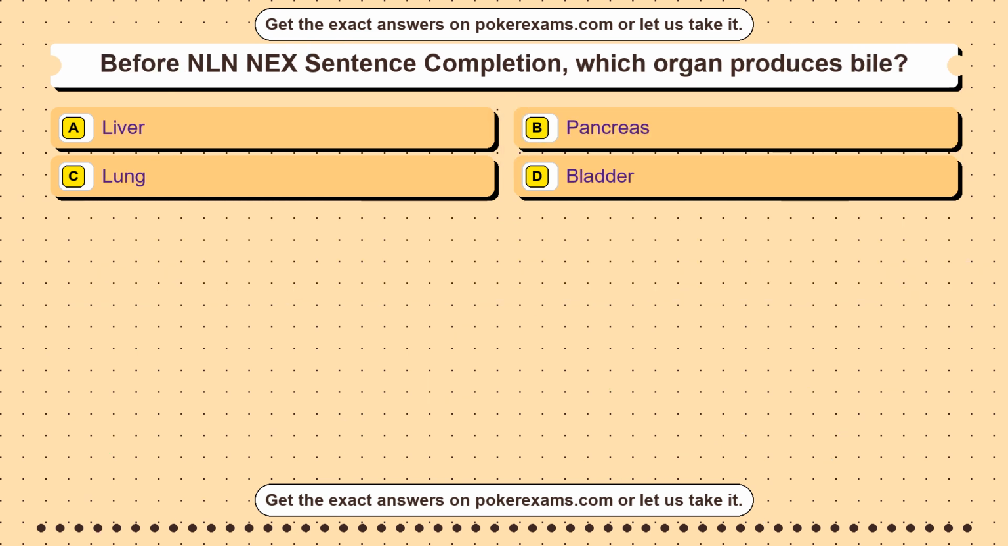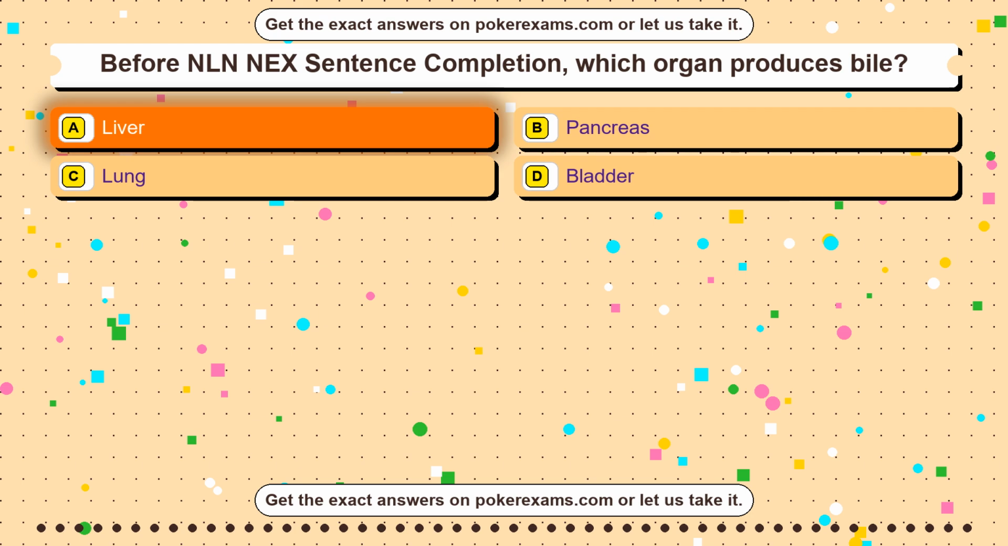Question 25. Before Get Science Review, which phrase identifies author bias? Option A, loaded language. Option B, neutral data. Option C, balanced evidence. Option D, exact citation. The correct answer is option A.